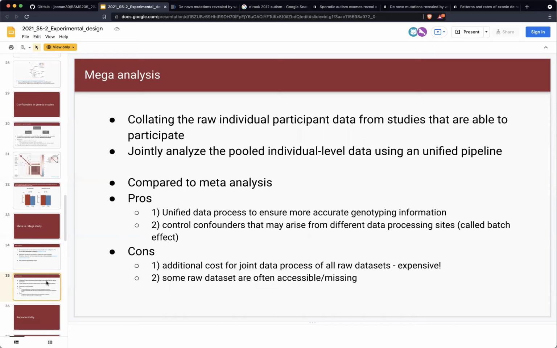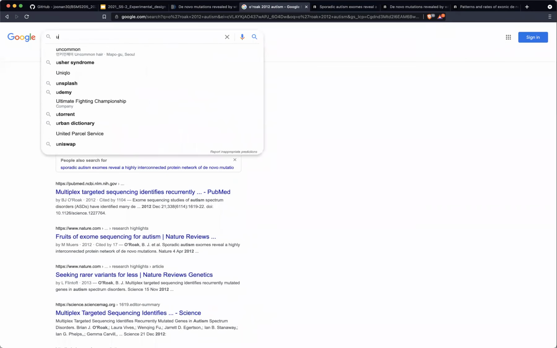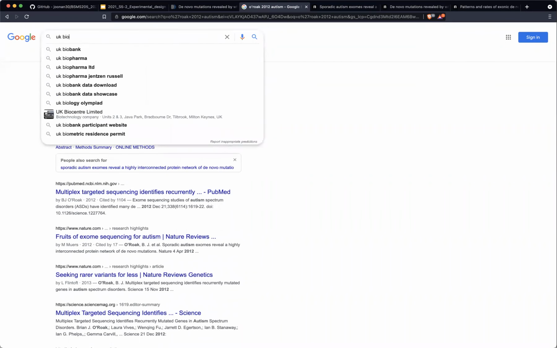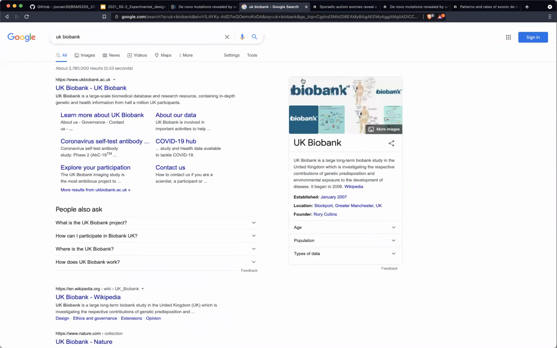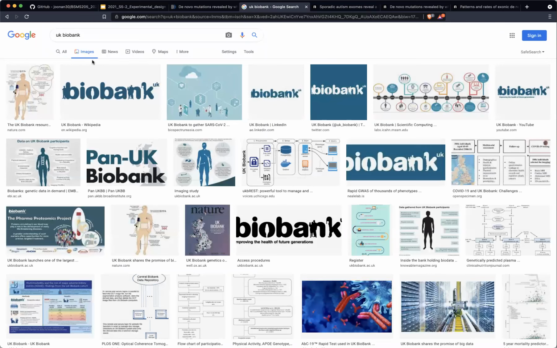And this is one trend. Lots of institutes and lots of the industry want to do mega analysis, right? One example we have mentioned many times is the UK Biobank data set. This is one of the biggest data sets created from the United Kingdom, from the British people, right?